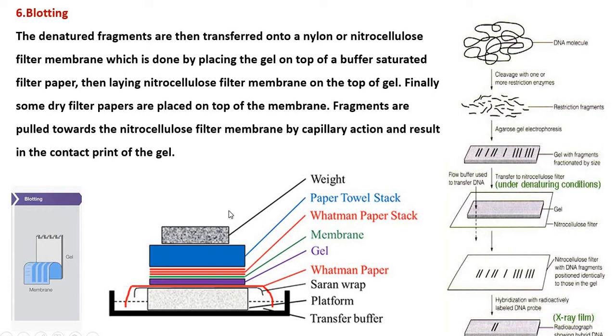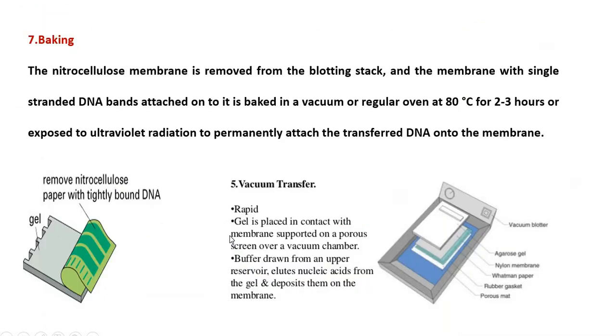So after again the electrophoresis, the DNA present in the gel is transferred to the nitrocellulose filter paper membrane. This is the blotting, the DNA transfer. Now the filter paper is taken out. The filter paper is in buffer medium, so it is wet now. So we are going to make it dry by using the baking method.